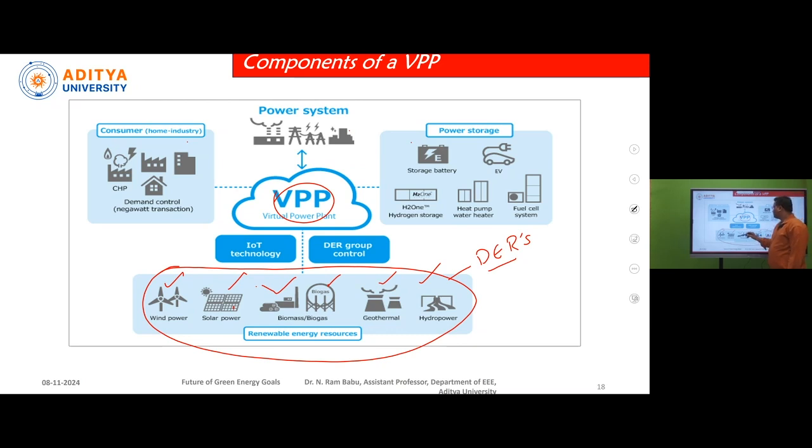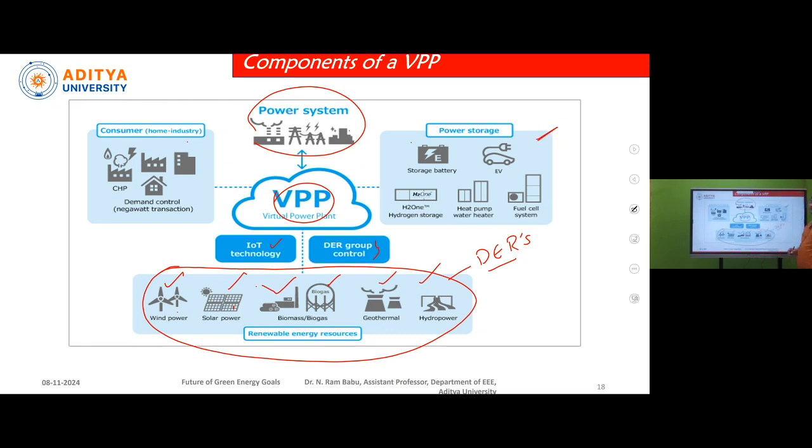After that, for these distributed energy resources, there is this control group. This group gives commands to the system: which generating station should be turned on, or which generating station should act as a reserve capacity. Like that, the DER sends command signals with the help of IoT, Internet of Things technology. Apart from that, this is a conventional power system where two-way exchange of information takes place with the virtual power plant.